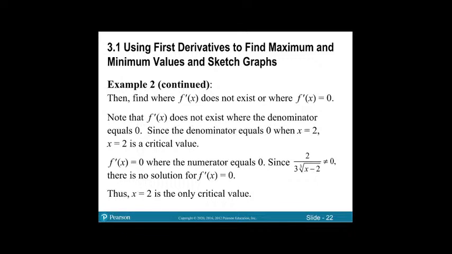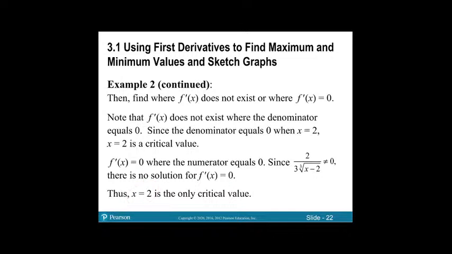So again, the derivative does not exist when the denominator equals 0. The denominator is going to be 0 when x is 2, so x equals 2 is our critical value. The numerator cannot be equal to 0, so there is no solution for f prime is 0. So the only critical value we get is x equals 2, right?